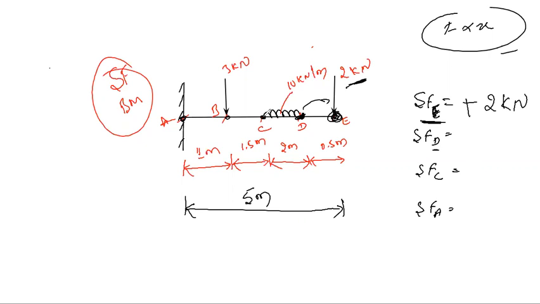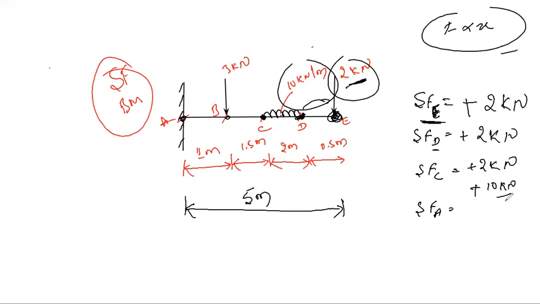If you consider this point C, we have the UDL as well as point load. But at this point, we don't have any UDL. We have only point load. So at point D, we have only this force, that is nothing but plus 2 kilonewton only. If you consider this point, we have these two forces: 2 kilonewton plus 10 kilonewton per meter into the length of 2 meter. The meter cancels and you will get the answer. It will be 22.